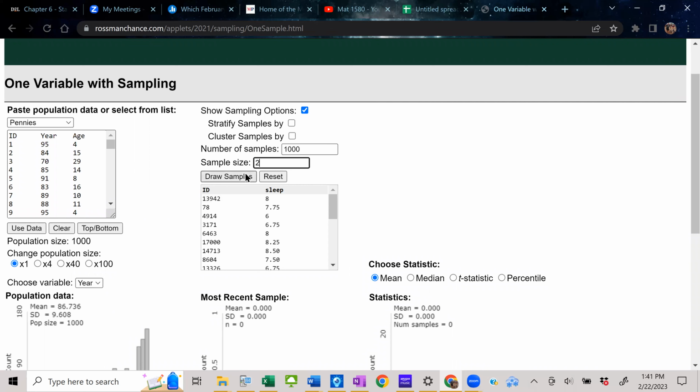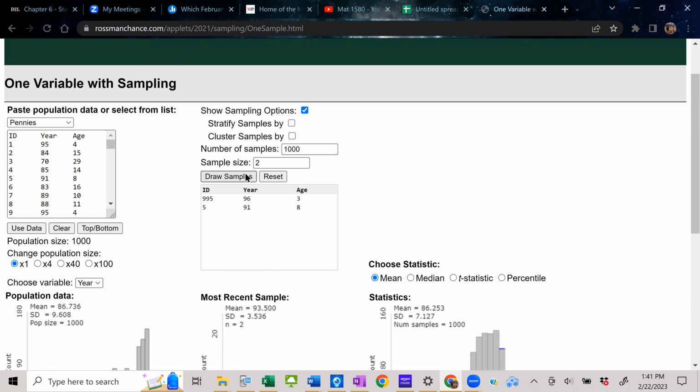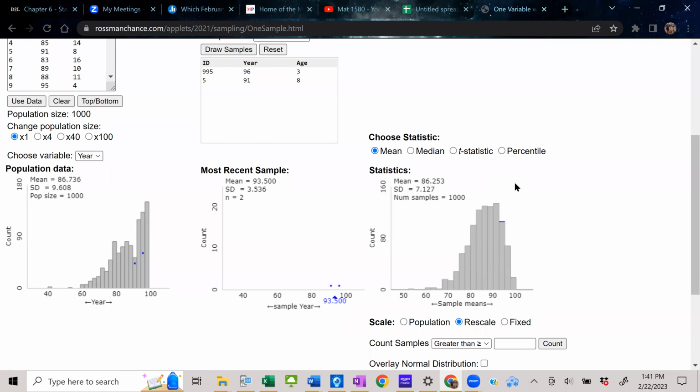So we're going to draw 1,000 samples of size 2, calculate their means, and see what we get. And here I go. So, okay. Is this distribution normal or no?